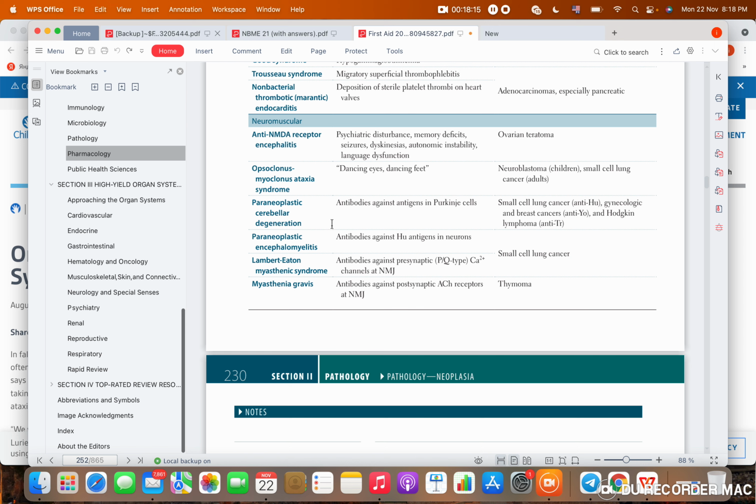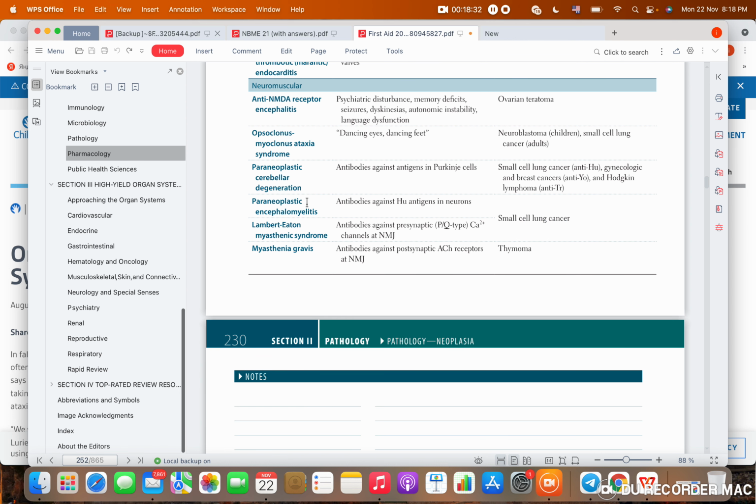And the next one is paraneoplastic encephalomyelitis, which is an inflammation of your brain and spinal cord secondary to antibodies against the anti-Hu antigen in the neurons, which can be from small cell lung cancer. So if a patient has an inflammation of his brain and his spinal cord, he's going to have ataxia and motor and sensory weakness as well.